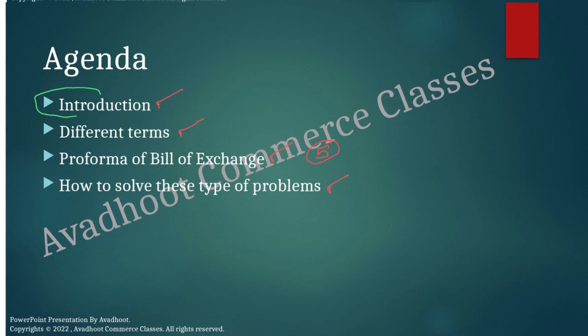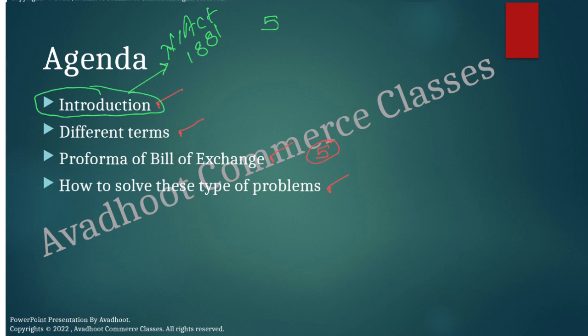Introduction of the bill of exchange. A bill of exchange is a negotiable instrument. It is given in the NI Act, that is 1881. Therefore, we can say, according to Section 5 of the Negotiable Instruments Act 1881, it defines bill of exchange.